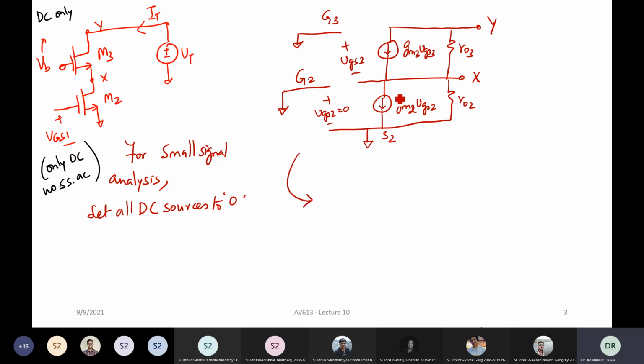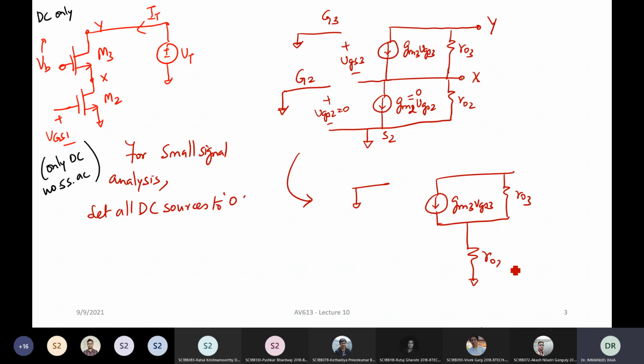Now, since VGS2 is 0, GM2 VGS2 is also 0, right? So this can be drawn as G3, you have GM3 VGS3, you have R03, and then this current source is 0, which means it is an open circuit. All you are left with is only R02, and this is your, let's say, node X. This is your basically VGS3. This is your node Y. Here you are connecting your test voltage source and you are measuring your test current, and you want to find out what is the ratio.